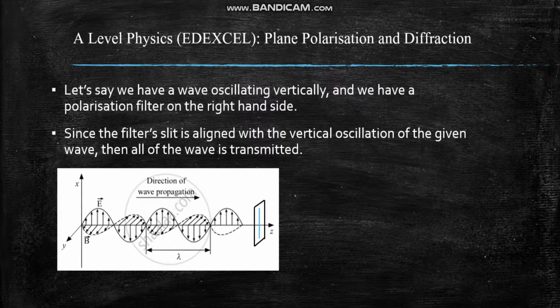So, let's say we have a wave oscillating vertically, and we have a polarization filter on the right hand side. Since the filter's slit, which is represented by the blue line in the center of the filter, is aligned with the vertical oscillation of the given wave, then all of that wave would be transmitted through.